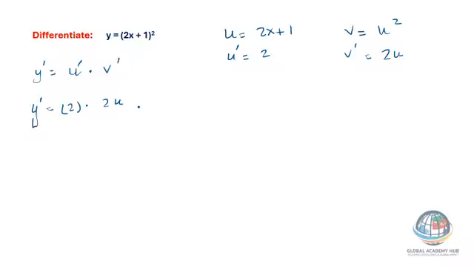Now I'm going to resubstitute where I see u. So first of all, what I have here is 2 times 2 is 4u. But what is u? u is 2x plus 1. And that's it. I've differentiated this composite function.